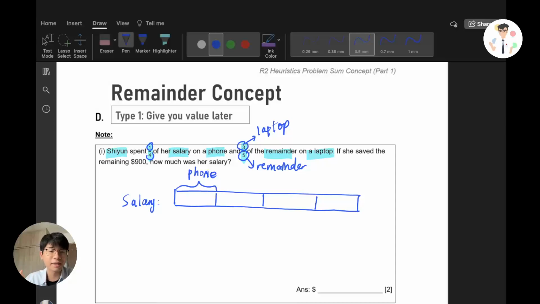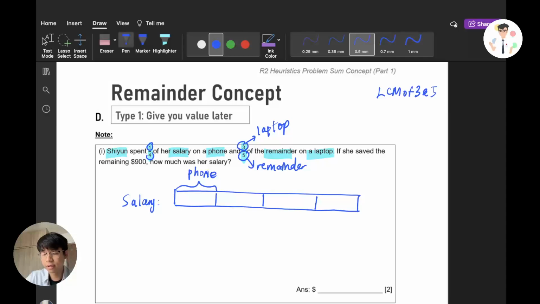Now the key idea here is they are referring to the same thing, but the problem is the question is giving us a different unit. That's why we must make these two units the same, so we are able to compare them clearly together. Now, what is LCM? What is the LCM of 3 and 5? Okay, you should know. We have learned this many times. We know it's 15. So it means that this 5, I need to make it become 15, and this 3 unit down here, I must make it into 15.